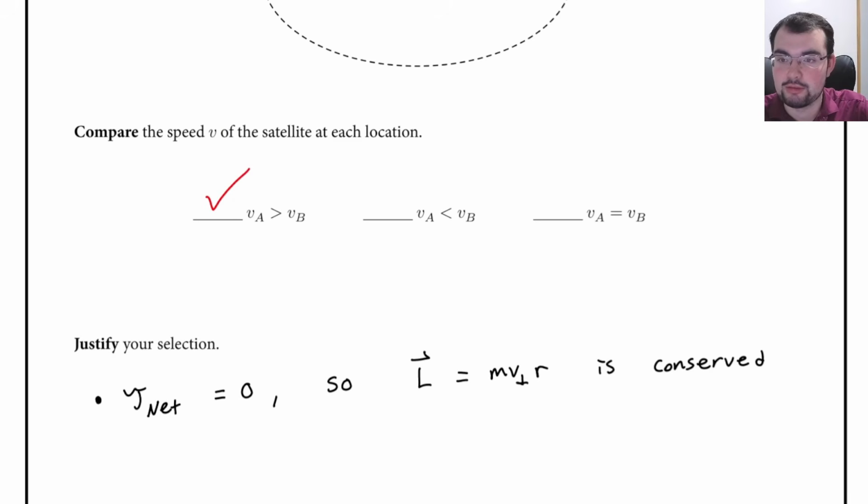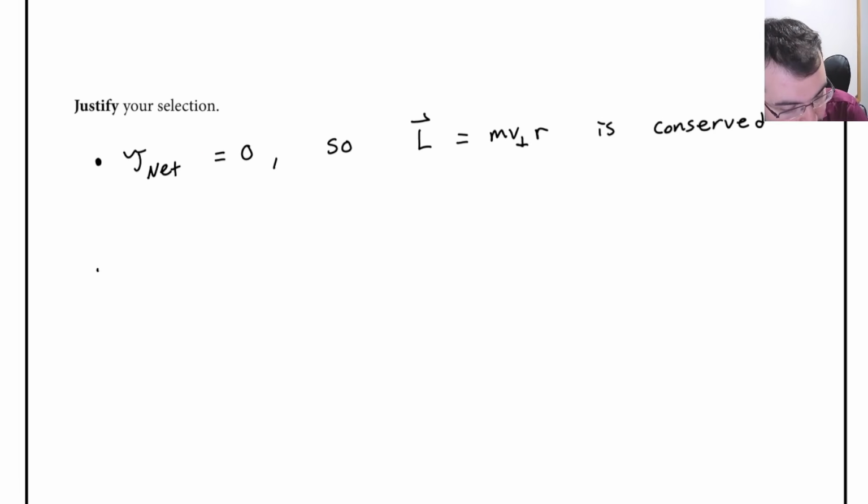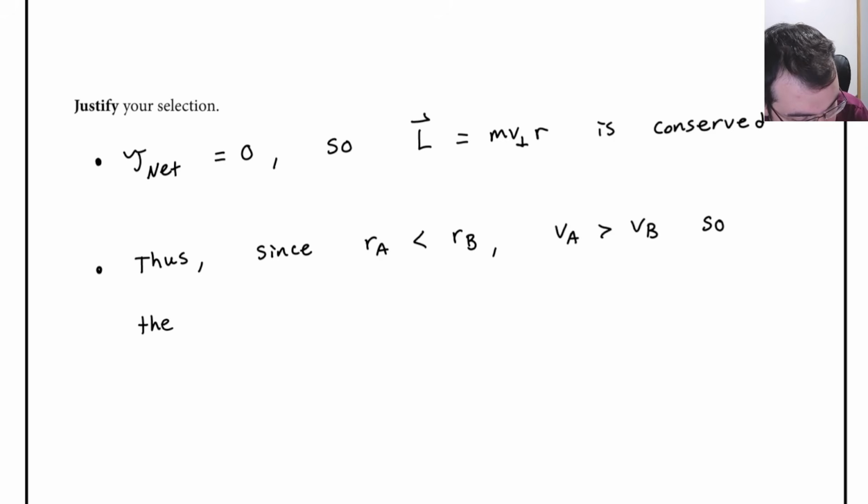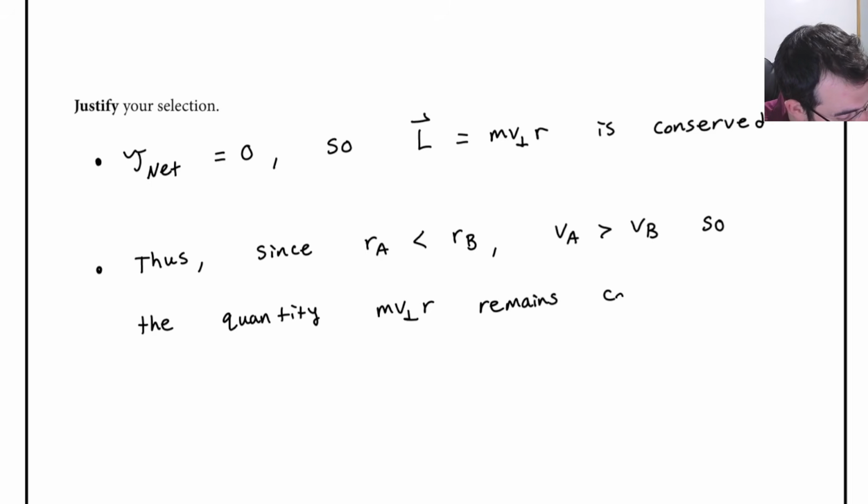So the fact that angular momentum is conserved tells you, thus, since R at point A is less than R at point B, this means VA must be larger than VB. So the quantity MVR remains constant. Because if I decrease my distance, I must increase my speed to compensate for that angular momentum being constant.